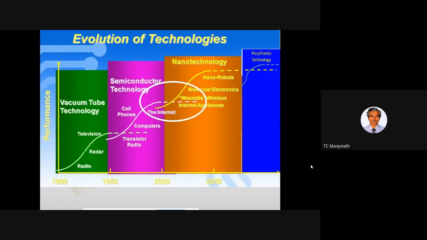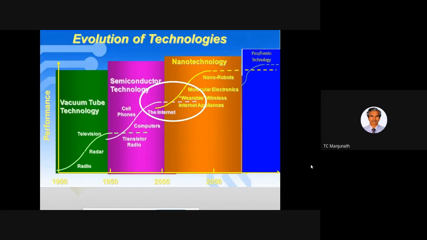In the early part of the 21st century, this macro technology evolved into the new technology called nanotechnology because of the invention of various integrated chips and the VLSI concept. Very large scale integration took place. As a result, the developments of nanobots, molecular electronics, wearable devices, and then internet applications came into the picture after the advent of Windows 95.